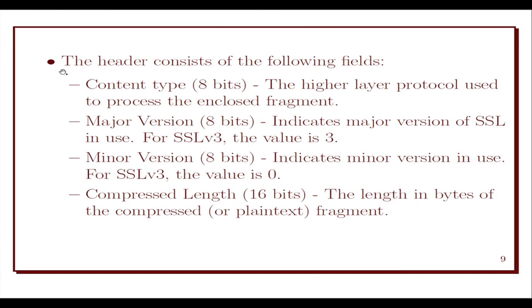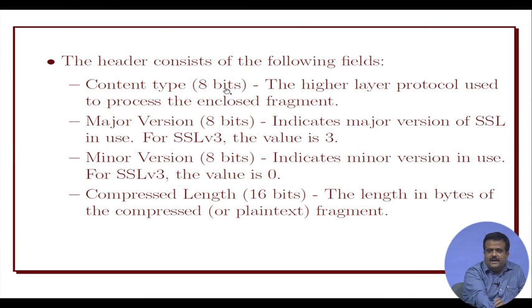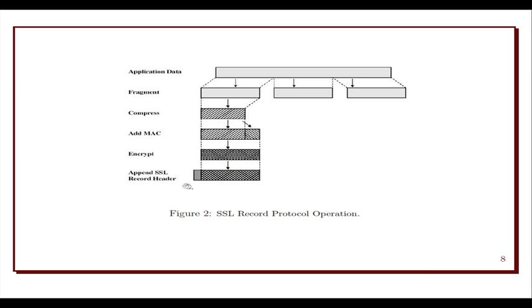So, the header basically consists of these 4 fields: content type, which is 8 bits, then the major version, minor version, and the length after compression. So, these 4 pieces of information have to be kept in the header. In total how many bits? So, total 40: 8 plus 8 plus 8, plus 16. So, this is the size, this many bits are in the header. This we have to prepend to the encrypted message plus MAC.